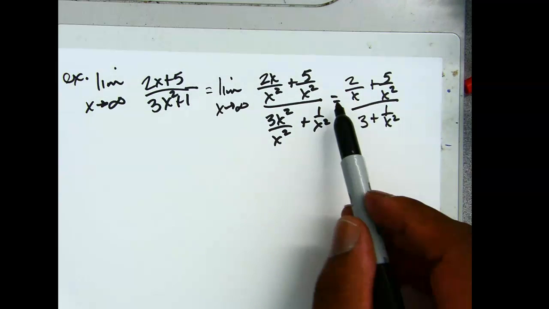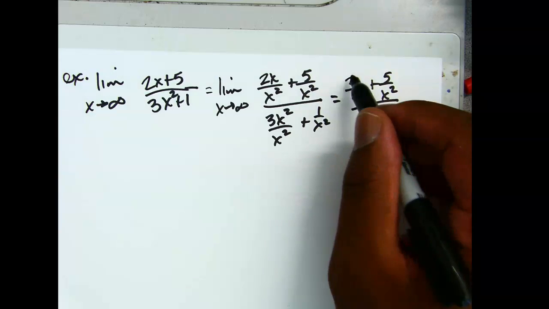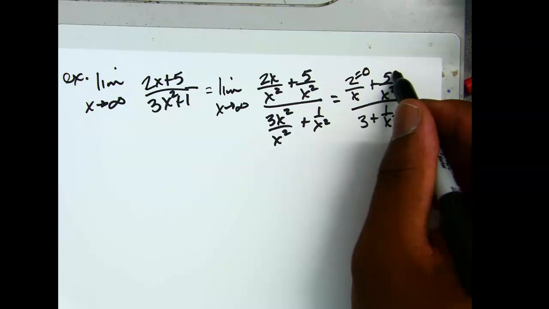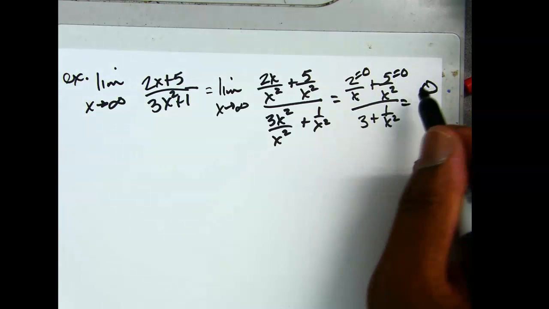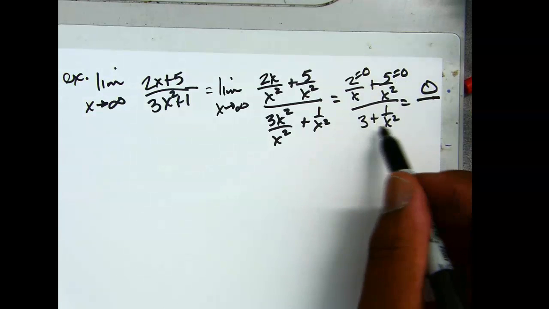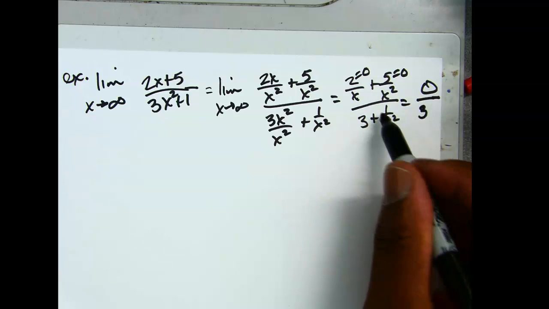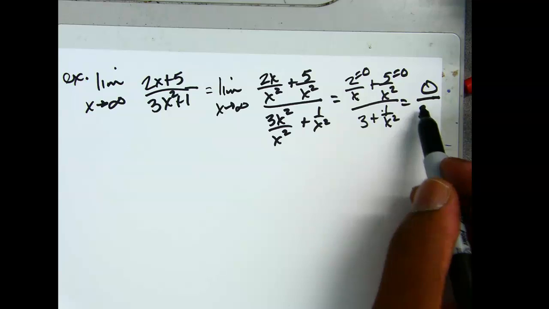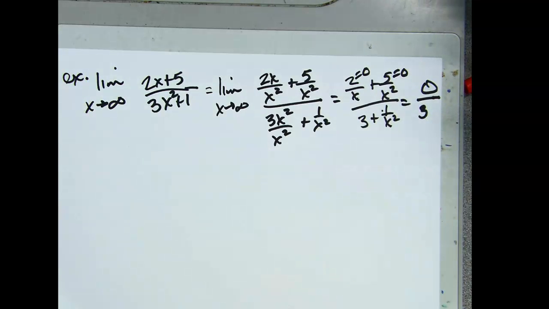Now, taking the limit as x goes to infinity, you're going to get 2 over infinity, that's 0. 5 over infinity, that's 0. So you're going to get 0 in the numerator, and you're going to get 3 on the bottom because 1 over infinity is 0. So 0 divided by 3 is, in fact, equal to 0.